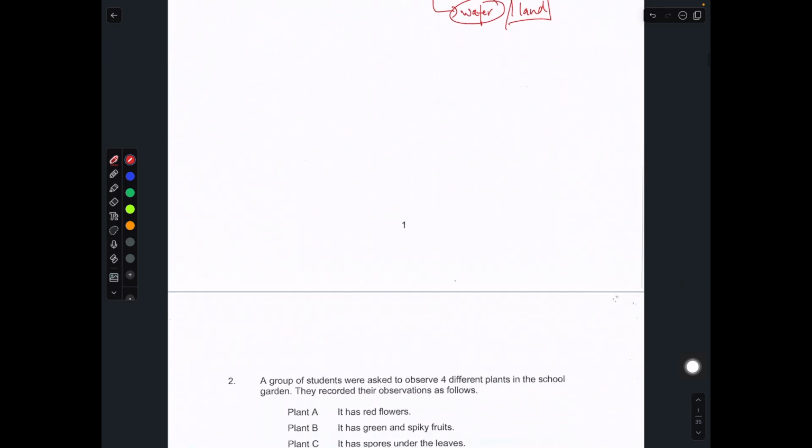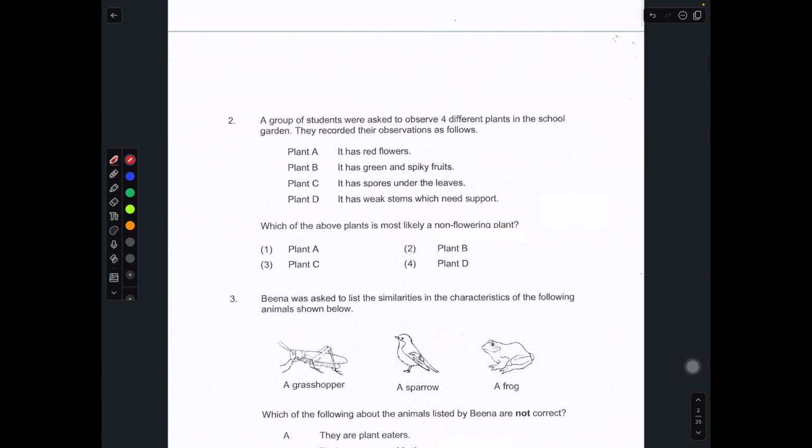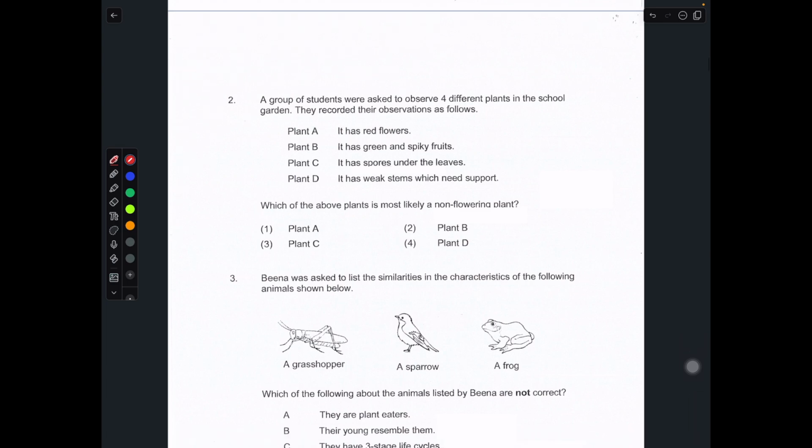So let's move on. A group of students were asked to observe 4 different plants in school. They recorded their observations: red flower, green spiky fruit, spores under the leaf, weak stem needs support. Which of them is most likely a non-flowering plant? One of the key characteristics of a non-flowering plant is that it has no flower and no fruits. And most importantly, it will reproduce by spores. So the answer is plant C, which is number 3.